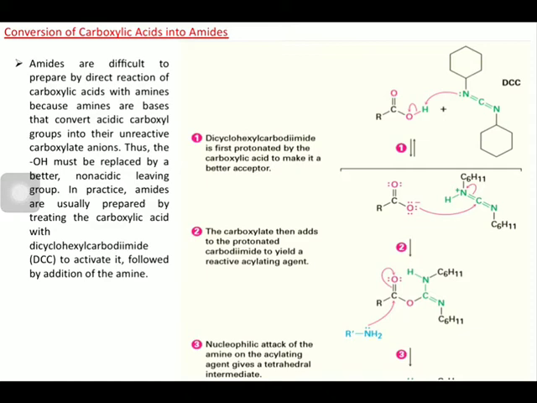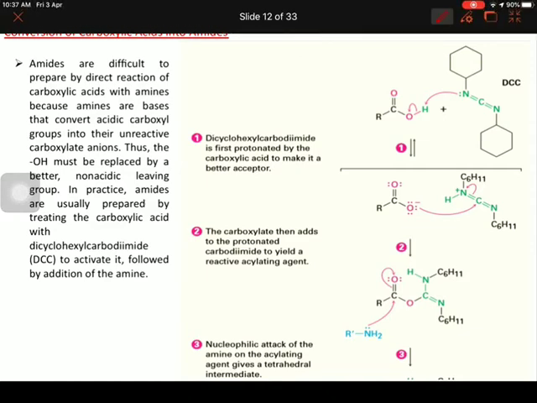However, usually they use the catalyst DCC, dicyclohexylcarbodiimide, to activate the carboxylic acid before adding the amine, to get the reaction between the carboxylic acid and the amine in order to produce the amide. The mechanism in general goes like this: first the DCC, the catalyst, attacks the acid proton of the carboxylic acid.